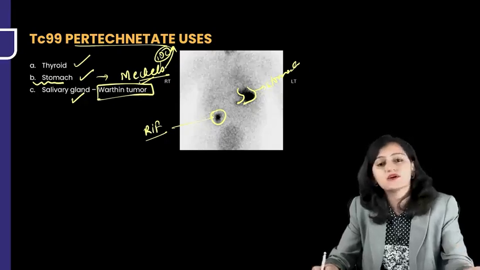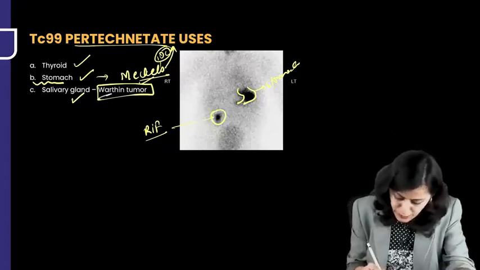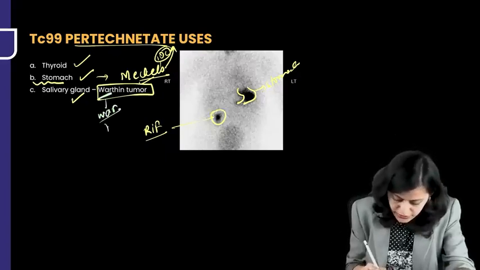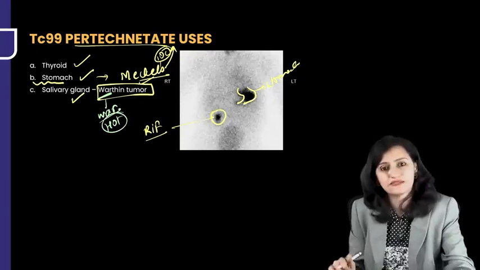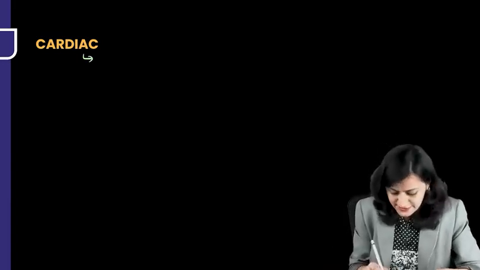The rest of them are the cold spots, like the malignant nodules in thyroid are cold. So remember that Warthin is on a war. That means very hot, very aggressive. Warthin is on a war. It is hot spot. Coming to the cardiac scans, the cardiac nuclear scans.